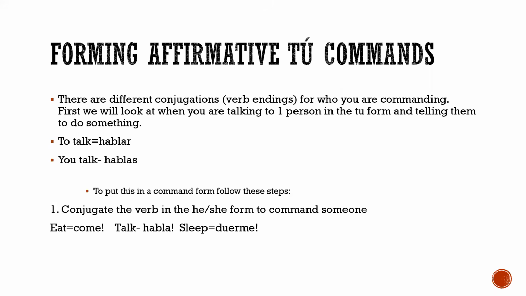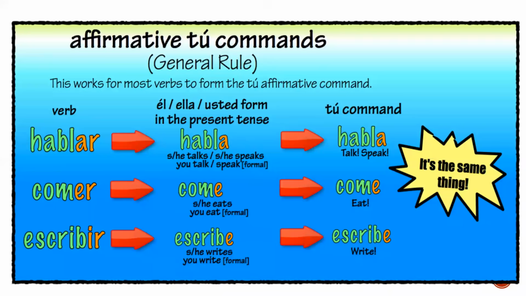To put this in a command form, you follow these steps. All you do is conjugate the verb in the he, she present tense form to command someone. So to tell someone eat, you would just say come; talk, habla; sleep, duerme. Here's a visual of what I just said. This works for most verbs to form the tú command. You take the infinitive and put it in the él, ella, usted form, and it translates as commanding someone. So escribir would be escribe, which is the command write.